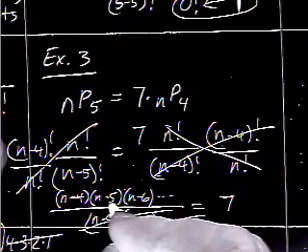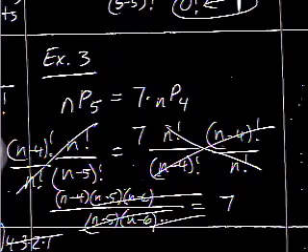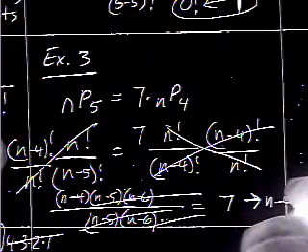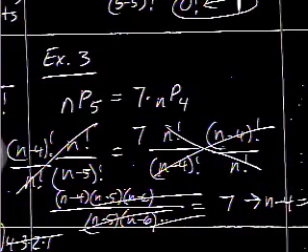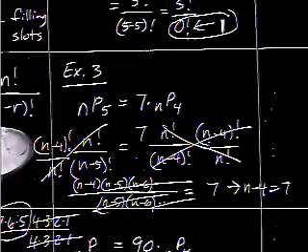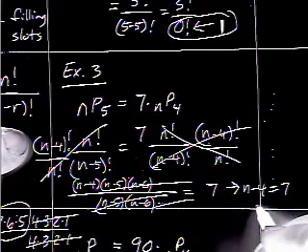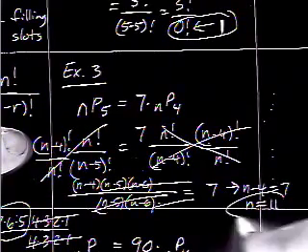Well, notice all the things that cancel out, leaving me n minus 4 equals 7. And if n minus 4 equals 7, then n equals 11.